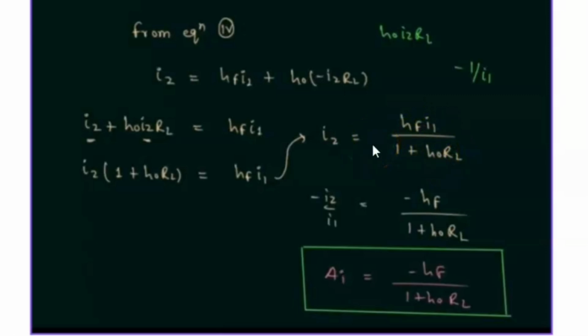अब हमें निकालनी है value of our current gain. So we know that the formula is equal to minus I2 by I1. तो हम लोग क्या कर सकते हैं, we are going to multiply minus 1 by I1 in both sides. So we will get the equation as minus I2 by I1 is equal to minus HF by 1 plus H0 RL. And we know that this particular parameter is going to be equal to current gain. So AI is equal to minus HF by 1 plus H0 RL.